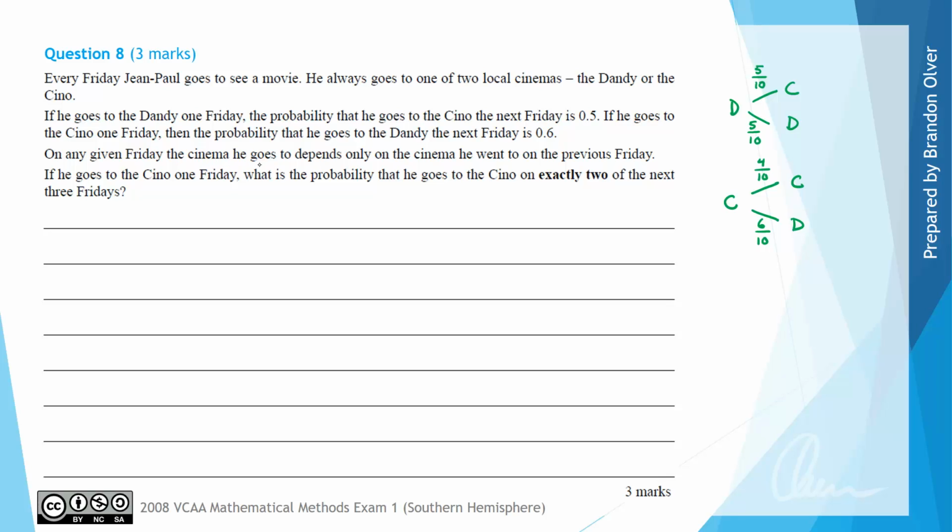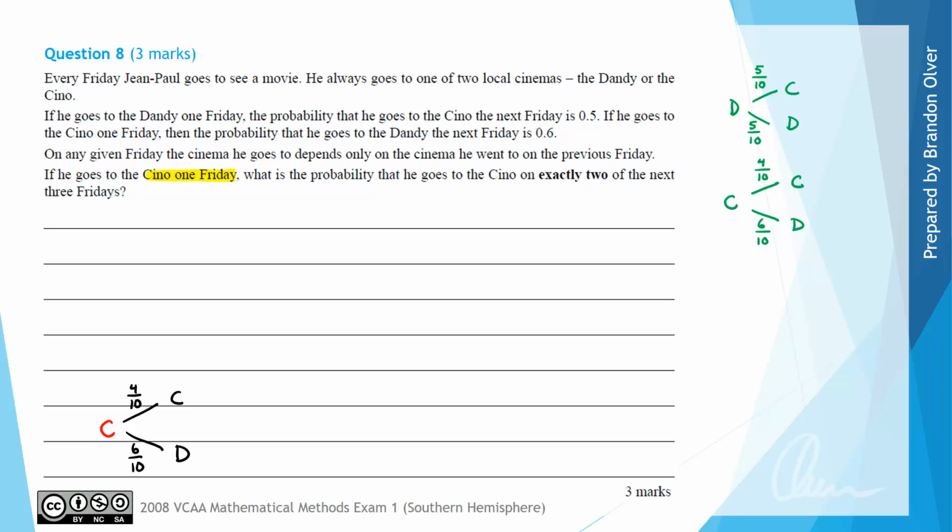On any given Friday, the cinema that he goes to depends on the cinema he went to on the previous Friday. So if he goes to the Chino one Friday, we are asked what is the probability that he goes to the Chino on exactly 2 of the next 3 Fridays. So we know that he has gone to C on the first Friday. From there, he could go back to C or on to D. So from C to C, we can see there's a 4/10 chance of that happening, and from C to D, there was a 6/10 chance of that happening.